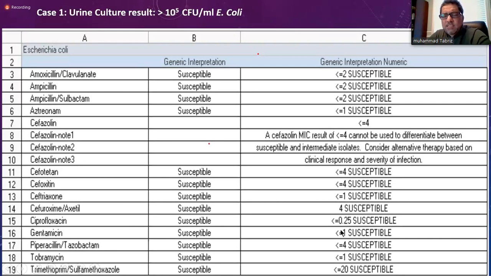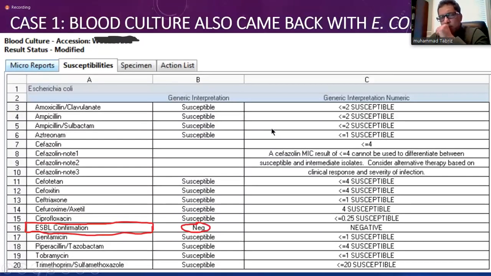These are the MIC values, which we talked about last time. I'm sure in the future, Bangladesh will move towards MIC. We'll talk about it in some other slide too. Based upon this, we'll figure out which antibiotic we're going to change. This is basically the urine culture. But look at the blood culture. This patient had a positive blood culture as well.